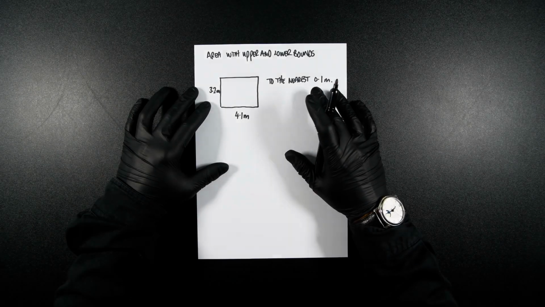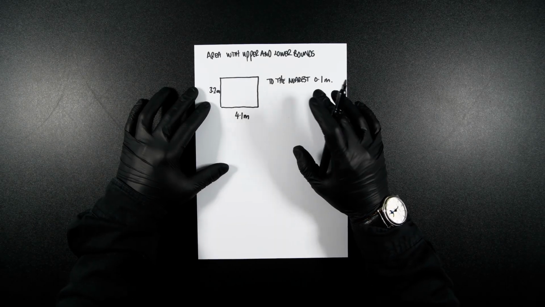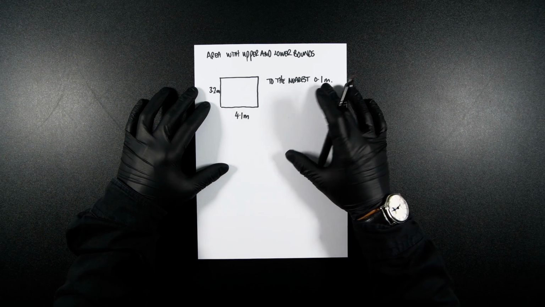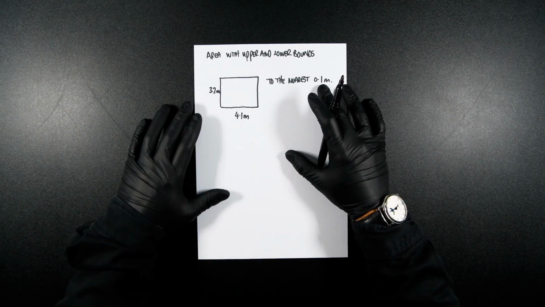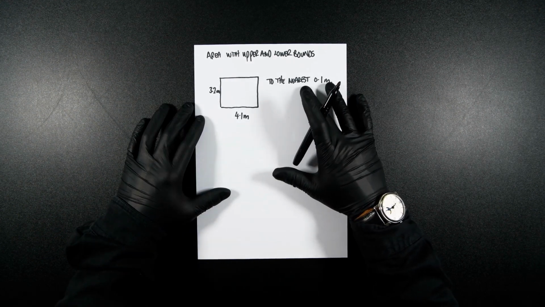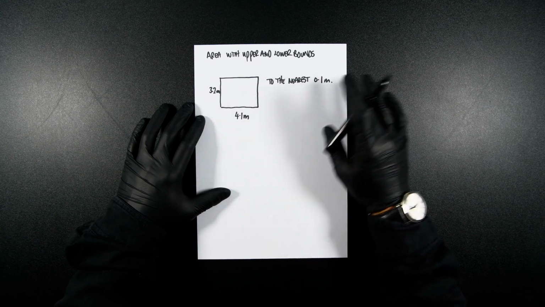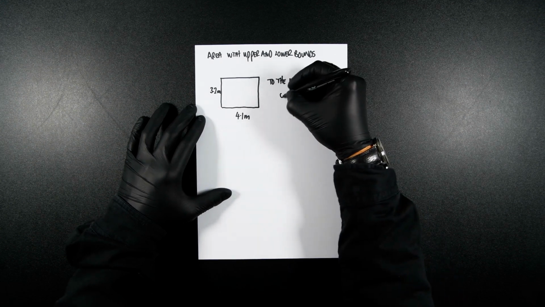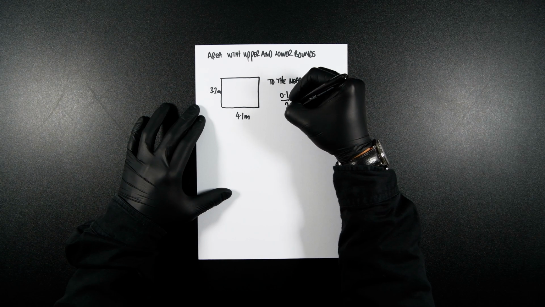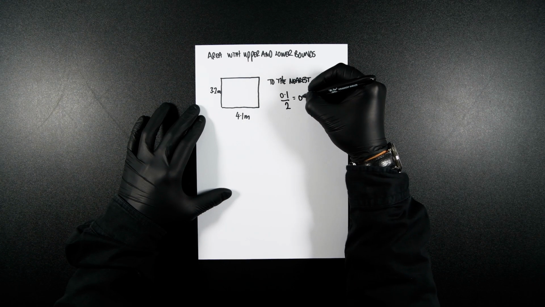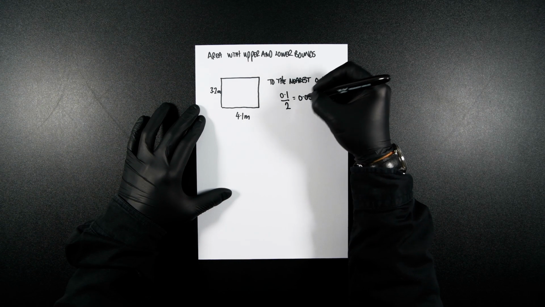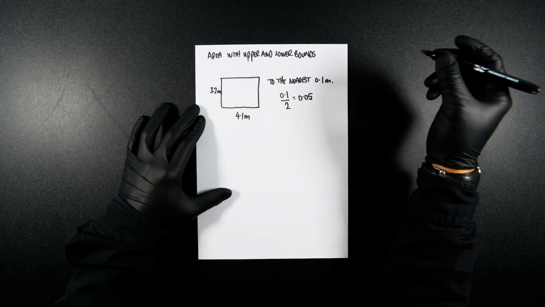This is probably the favorite type of question that they like to use for upper and lower bounds. So what you do is you almost ignore what the question is and you just look at what the parameter is. So it's saying to the nearest 0.1, you take whatever that parameter is, 0.1, and you divide it by 2. So it's going to be 0.05. You do this every single time.